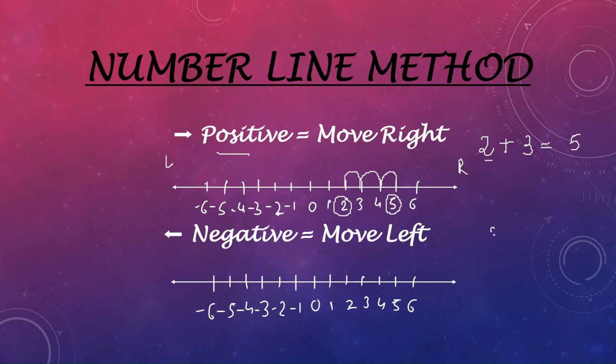Now, let's do a different example where we need to do the subtraction part. That is, 3 is subtracted from 2. So again, we're going to start from 2. But since it is subtraction, we will go backward and make 3 jumps. 1, 2, 3. So finally, the answer is going to be minus 1.